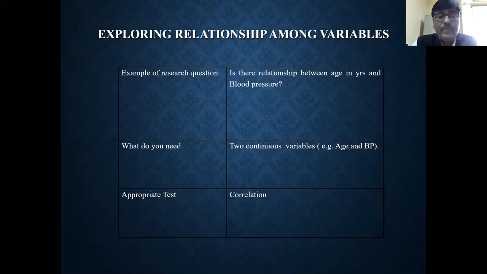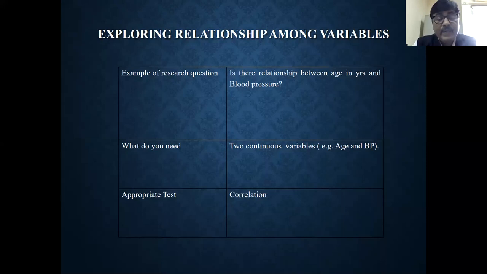Now, what do you need? Minimum requirements. So to continue, the variables are age and blood pressure. Age of the respondent is 20 years, 30, 40, 50, like 35, given as a number. Blood pressure also, systolic blood pressure and diastolic blood pressure, both we measure as a number. So now the scale of measurement is changing.